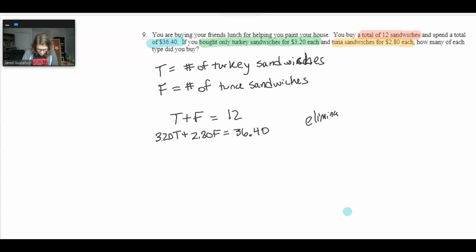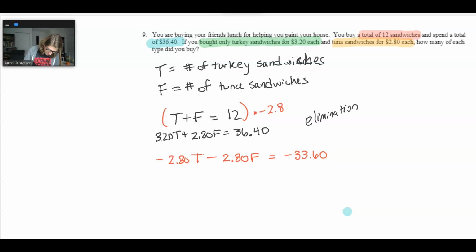Again, I think this looks good for elimination. I'm going to multiply the top equation by, what would be best? I'll just multiply it by negative 2.8. So we get negative 2.80 T minus 2.80 F equals, I don't know what negative 2.8 times 12 is, so I'm going to go to my calculator. Negative 33.60.